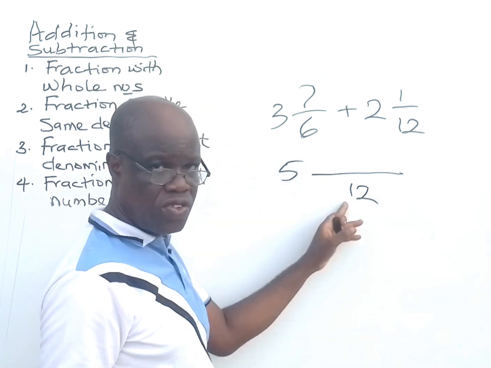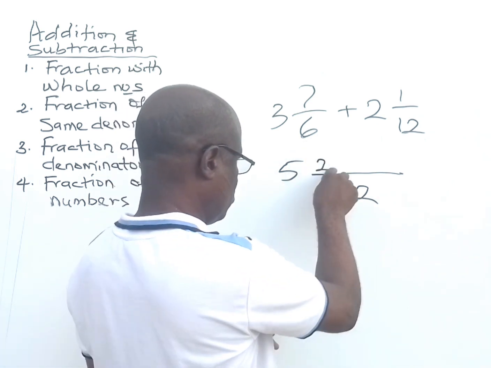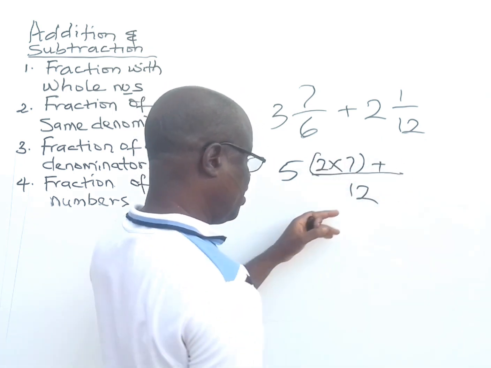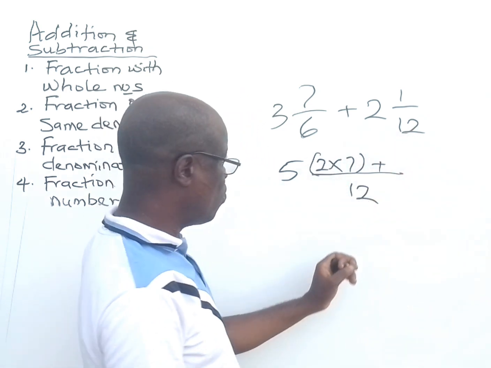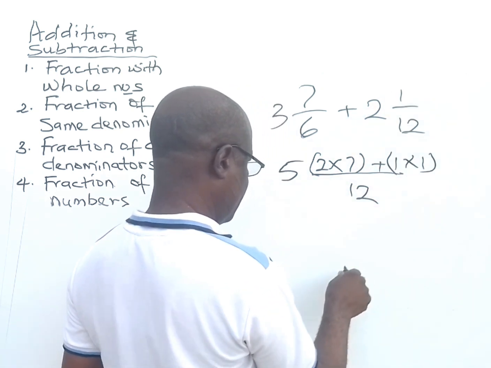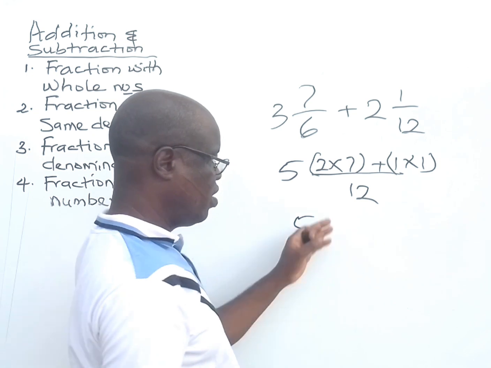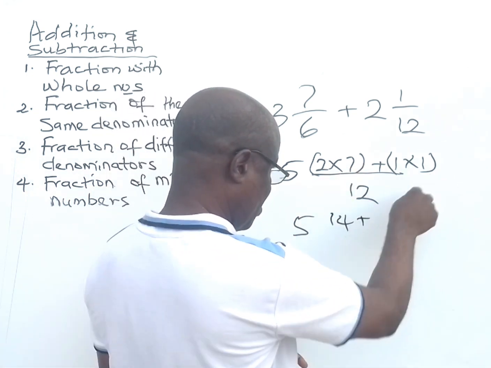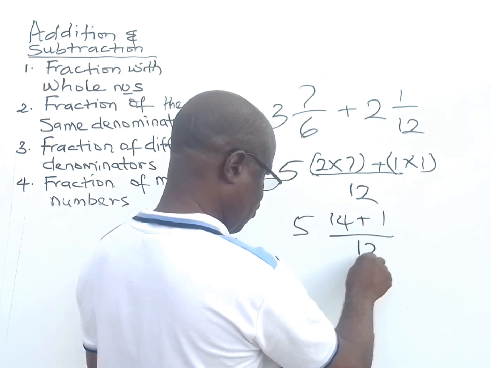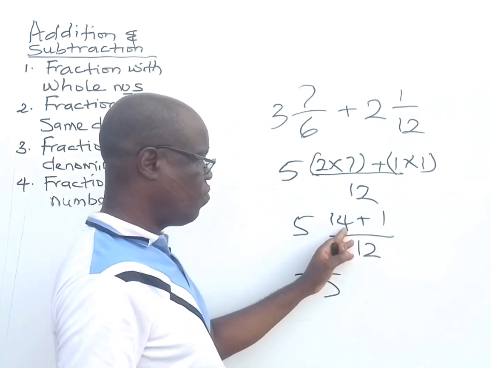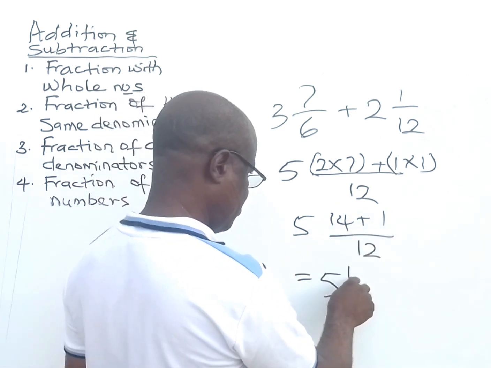How many times does 6 go in 12? You have 2. Then 2 times 7. Then how many times does 12 go in 12? 1, so 1 times 1. So you have 5, and 2 times 7 is 14, plus 1 times 1, over 12. Which is 5 and 14 plus 1, 15 over 12.